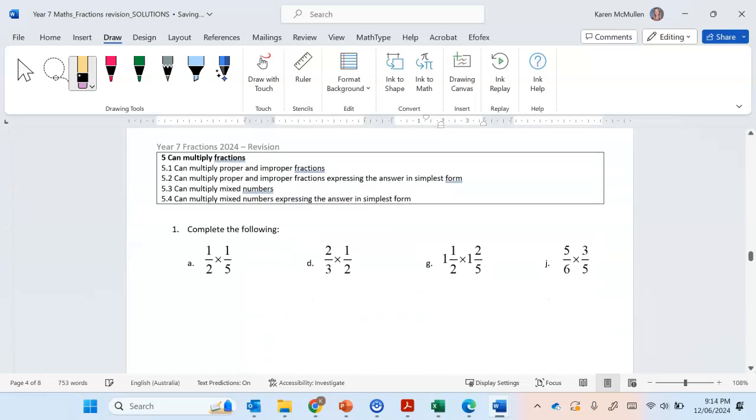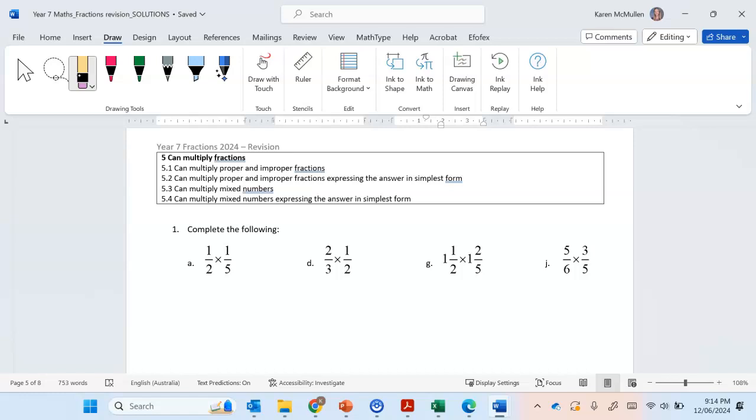Success criteria number 5, that you can multiply fractions. So multiplying fractions, I think out of adding, subtracting, and dividing is the easiest. Now it's the easiest because you don't need to change them at all, unless they're a mixed number. As long as they're a proper fraction or even an improper fraction, you can multiply them. If they're a mixed number, just change it to an improper fraction and then do your multiplying.